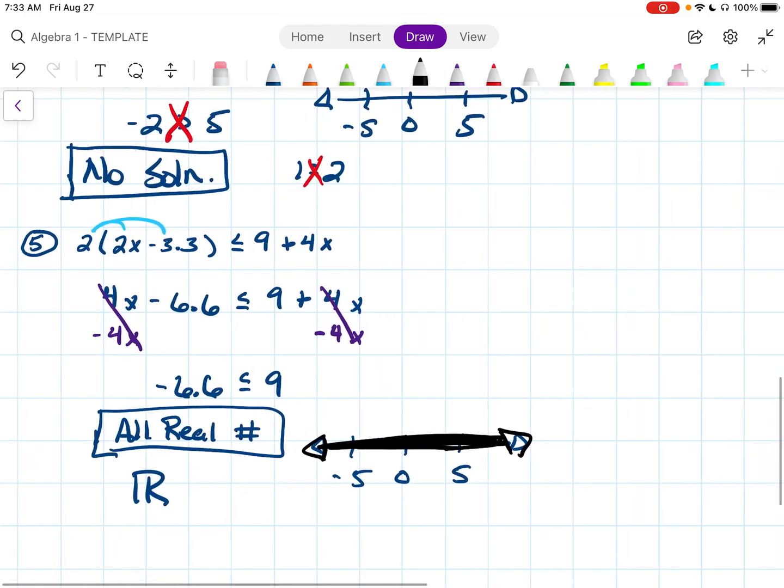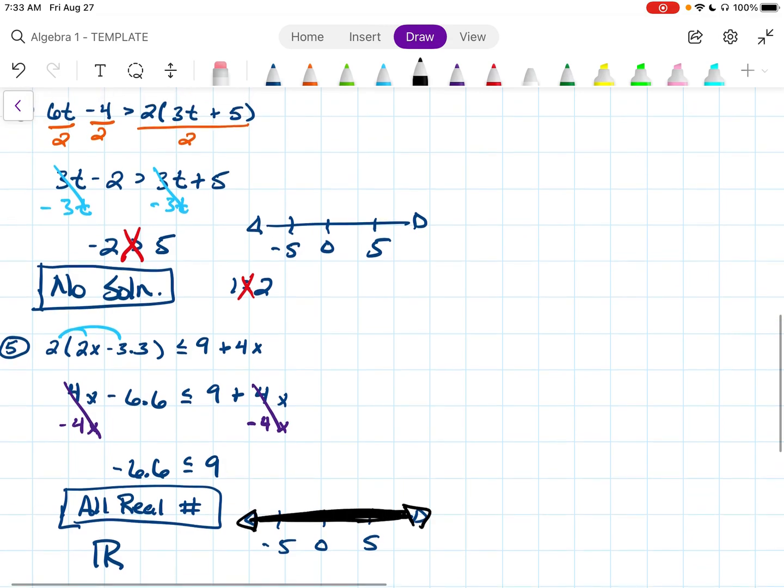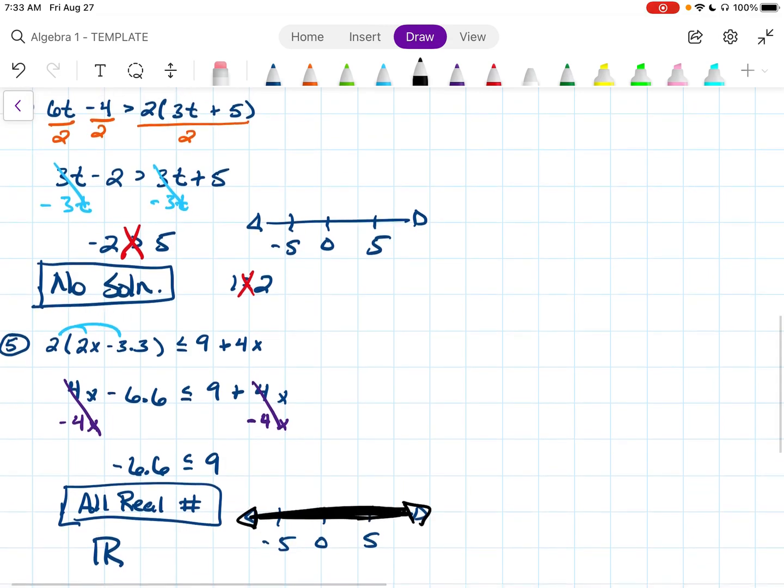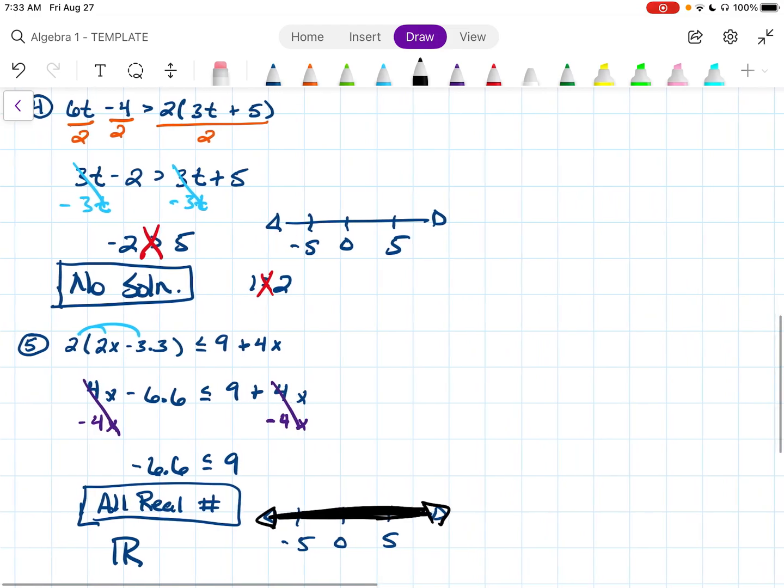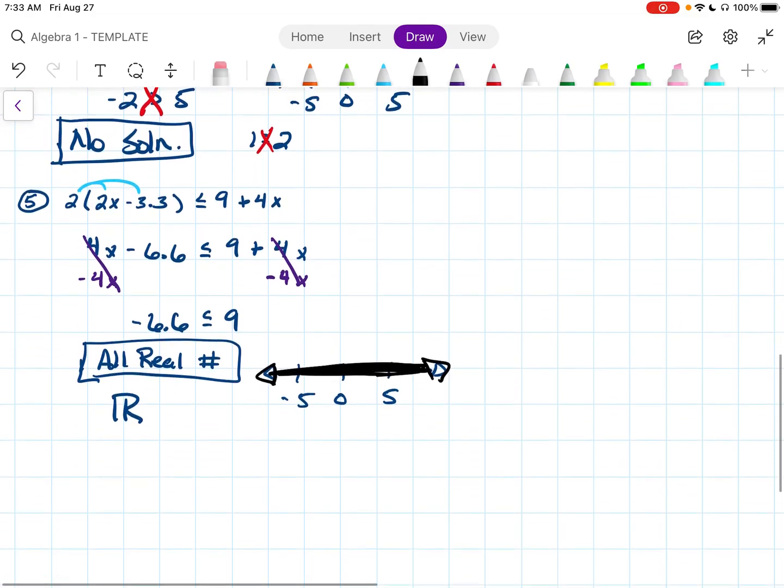Right? So these are two special cases, right? No solution or all reals. Those are two special cases. No solution has no graph because nothing falls in the solution, right? Whereas in number 5, all reals, everything falls into the solution category. So everything gets shaded. All right, those are that.